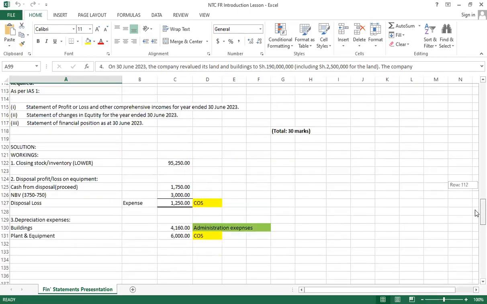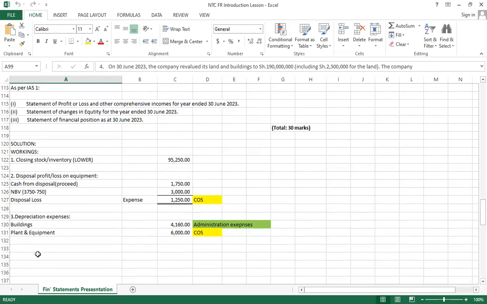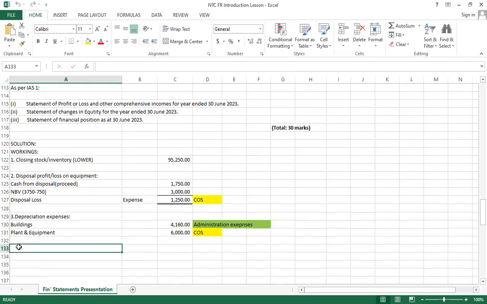Normally when you revalue an asset, you have two possibilities. And so working number 4, let us be looking for the revaluation surplus or deficit for the year.